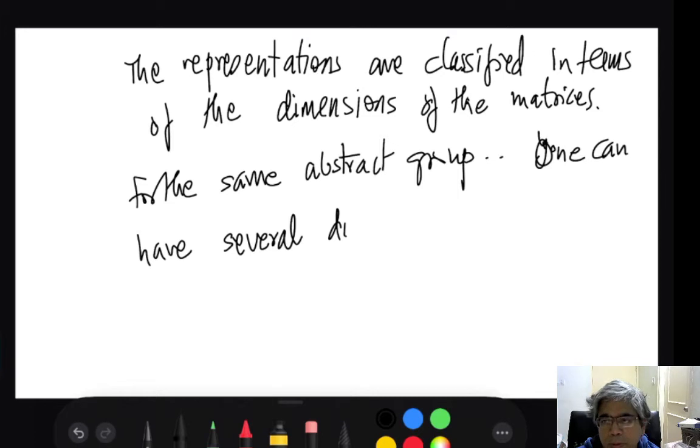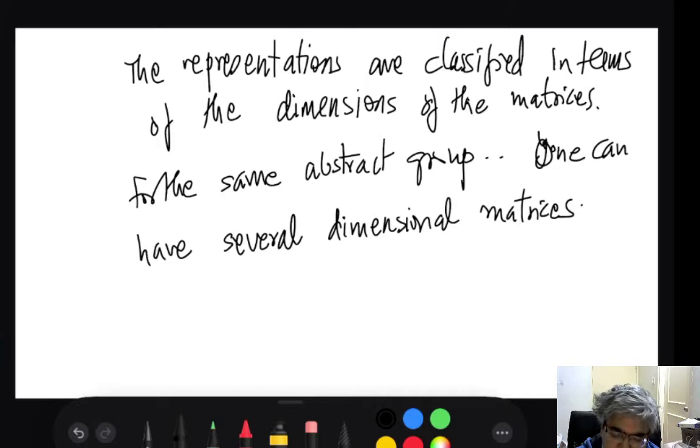And I won't deal with discrete groups so much in this revision of the group theory. But for the continuous groups, we'll do this. So, for example, you could have n is equal to 2, n is equal to 3, and so on, or the dimension of the matrix could be 2, 3, and so on, for the same group.